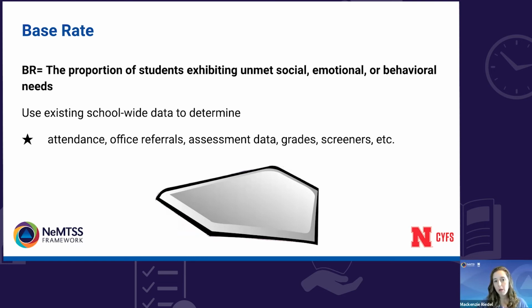When we're thinking about base rate, this is for screening data, we're thinking about those social, emotional, and behavioral needs that aren't being met. A lot of times the students that are flagging in our screening data will also flag in our office referrals or our attendance data or in grades. So it's important that we take this information, but we also want to triangulate it with all the other data so we can see the big picture of need in our building.